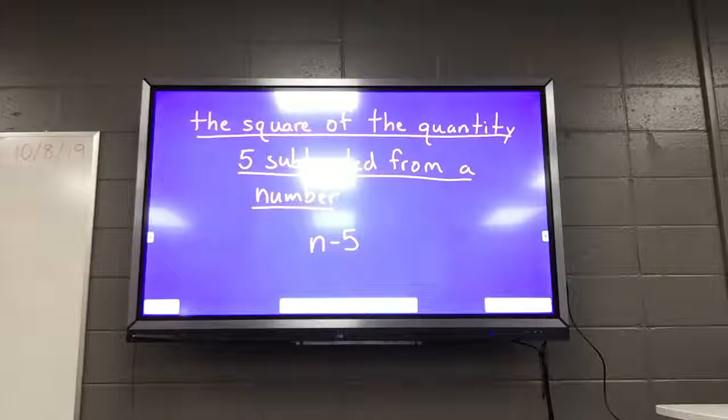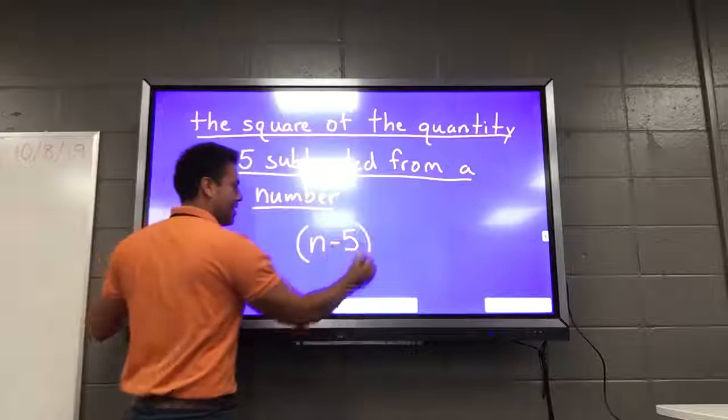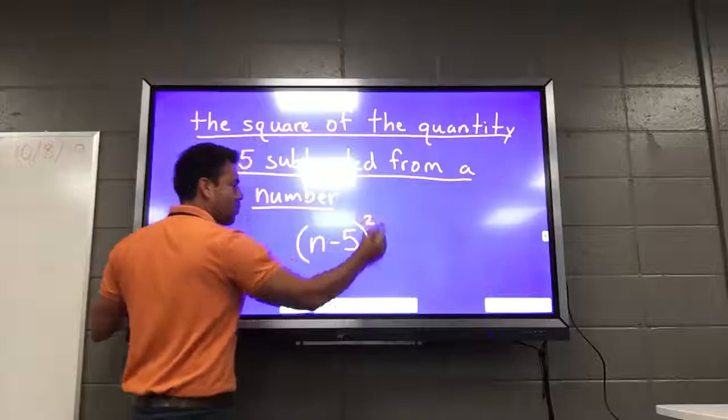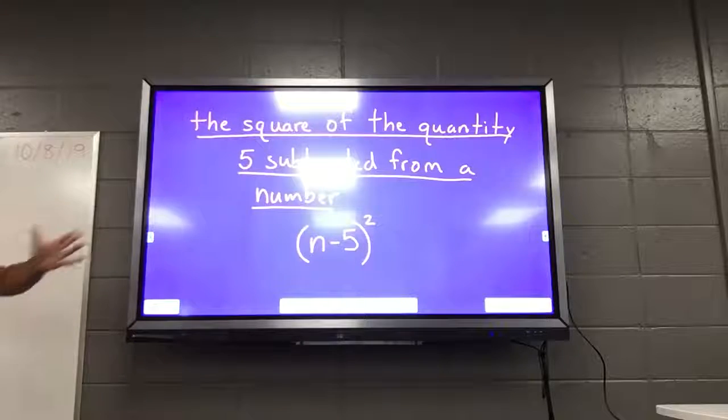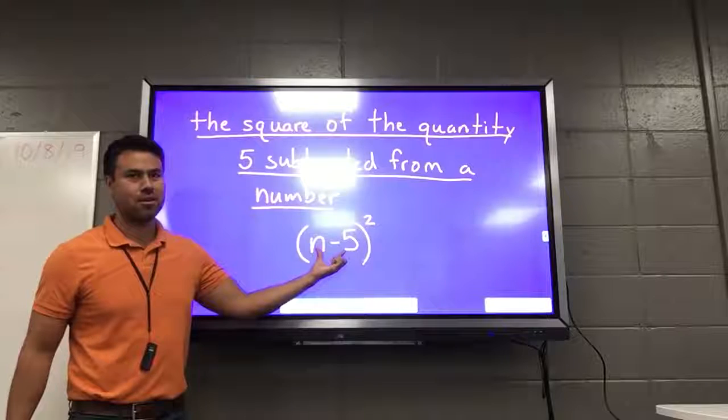Yeah, give me the rest. I want the rest. It's that in parentheses, and then outside the parentheses, there's the power of 2. Nice job. The square of the quantity 5 subtracted from a number.